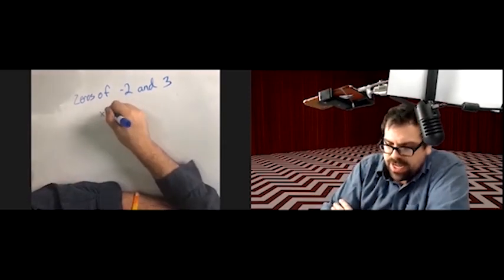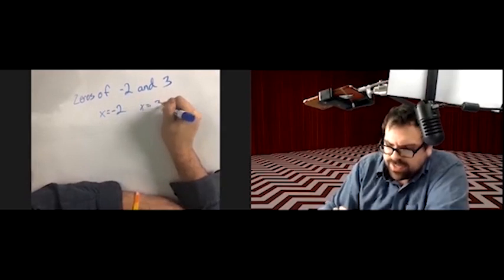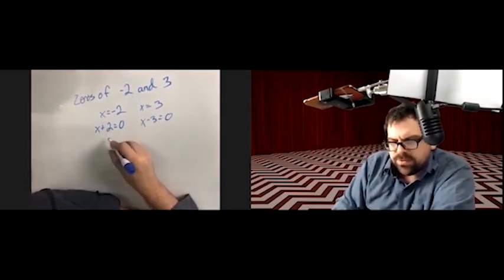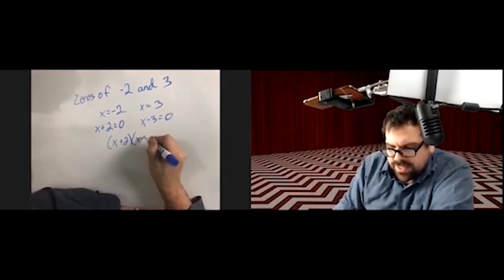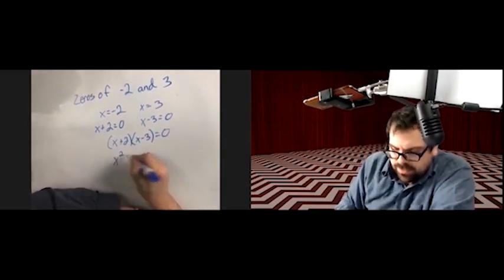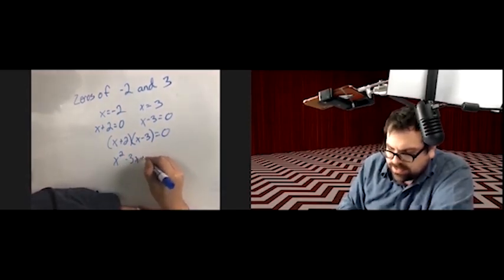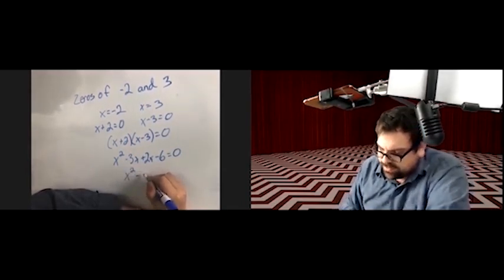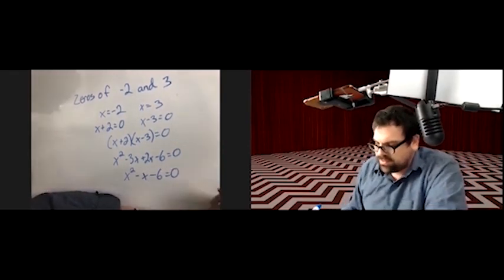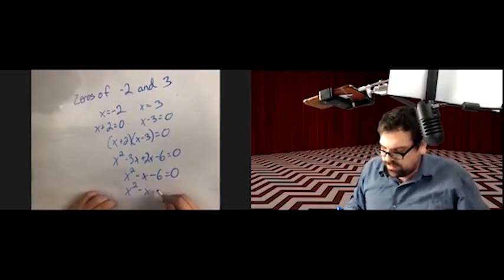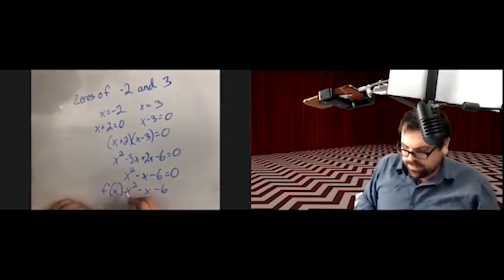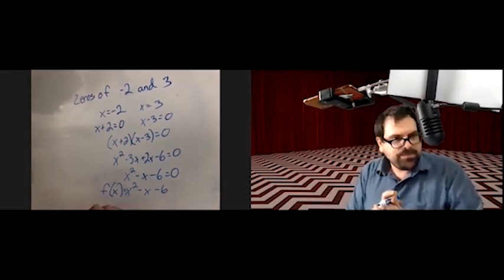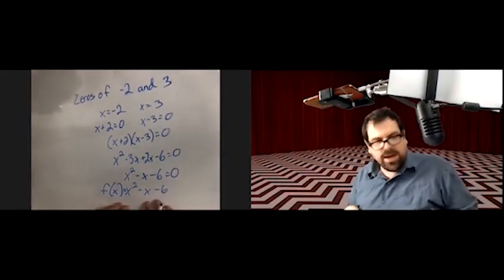So if zeros of -2 and 3 existed, that means x equals -2 and x equals 3. That would come from x plus 2 equals 0 and x minus 3 equals 0, which would come from x plus 2 times x minus 3 equals 0, which comes from x squared minus 3x plus 2x minus 6 equals 0, x squared minus x minus 6 equals 0. So our original function would be f of x equals x squared minus x minus 6.